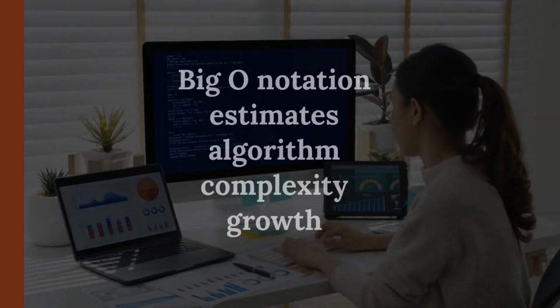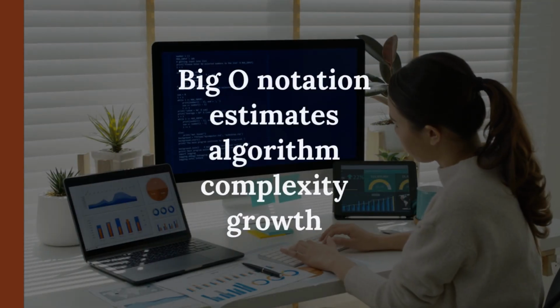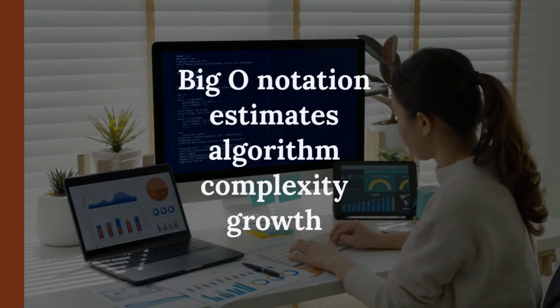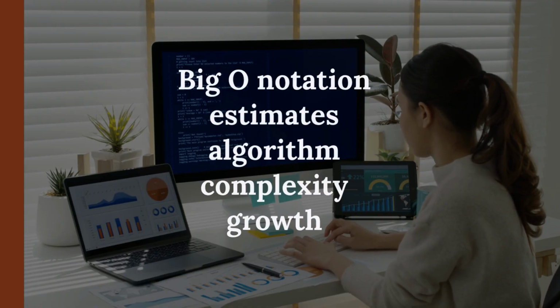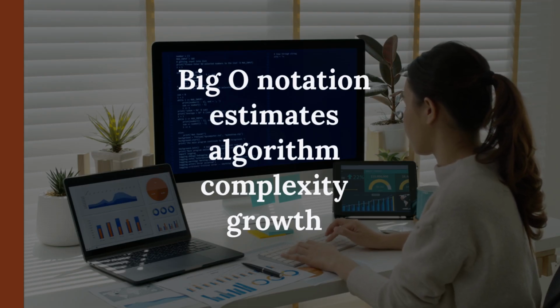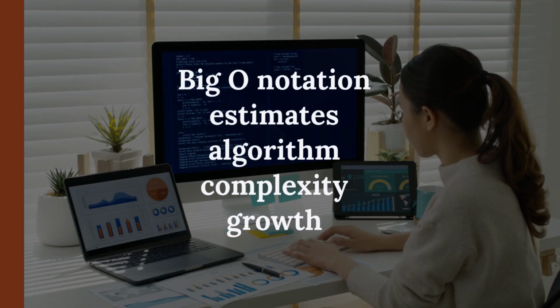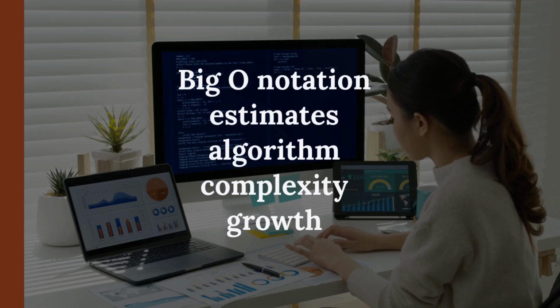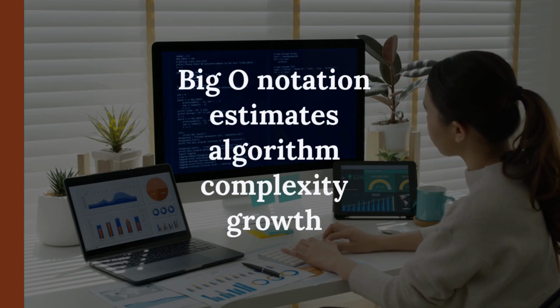Big O notation describes an algorithm's upper bound complexity. It shows worst-case resource usage as input grows. Common examples include O(n) for loops and O(log n) for binary search. Big O provides a clear performance estimate. It is essential for designing scalable systems.